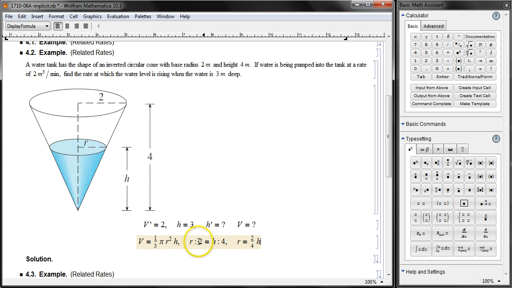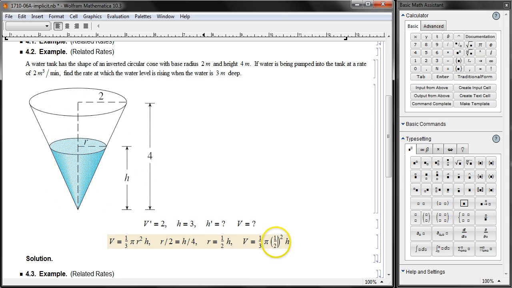You see, this is equivalent to division, and you can flip this 2 to the other side, and this is what we get. And of course, 2/4 is equivalent to 1/2. We are ready now. R equals 1/2 H is going to go right here. So here, we're going to put 1/2 H.